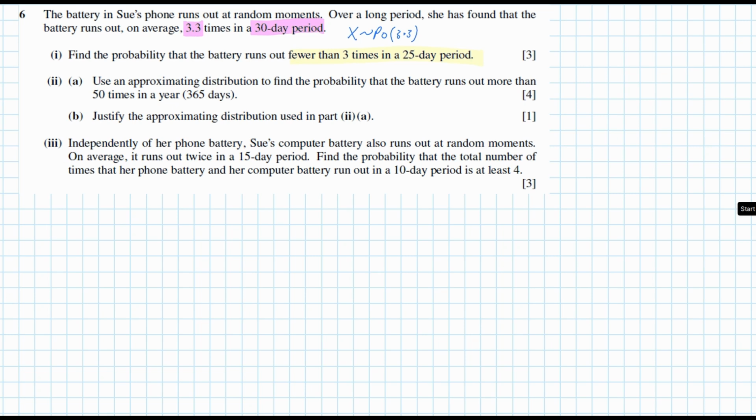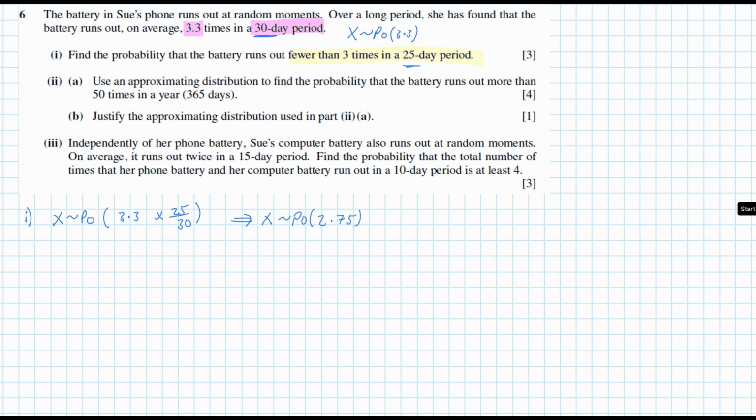Okay, so this is quite easy really. All we have to do for part 1 is change our Poisson distribution. You notice that this is 30 days and this is 25. So for lambda, we take the original 3.3, which is for 30 days, and times it by 25 over 30. We're dividing by 30 to find what 1 day is, and then timesing by 25 to find out what 25 days is. So our distribution ends up being X is Poisson with 2.75.